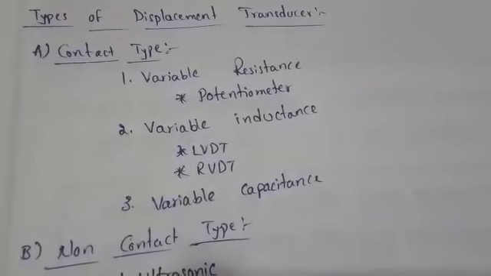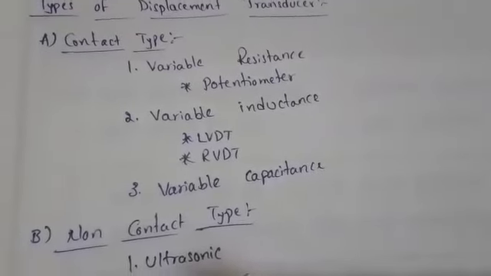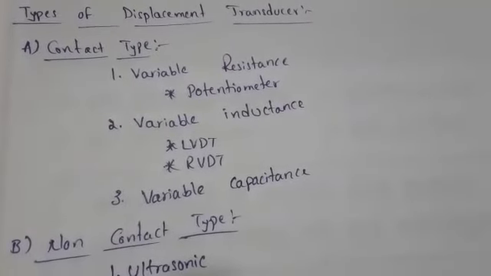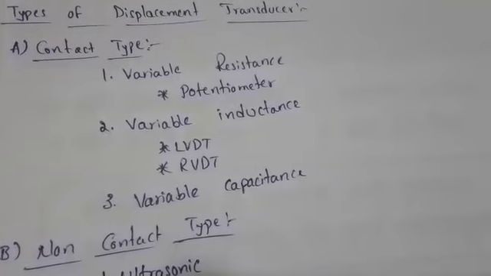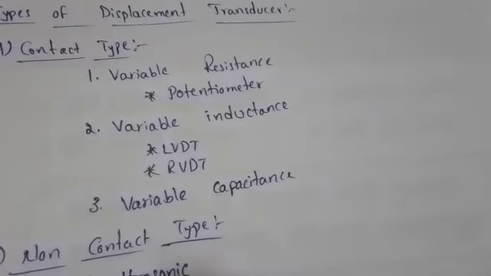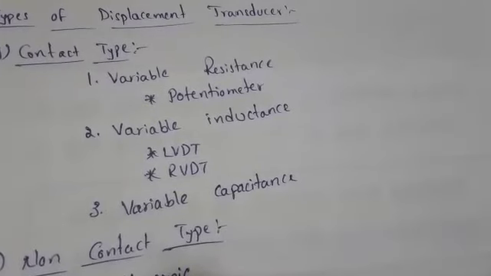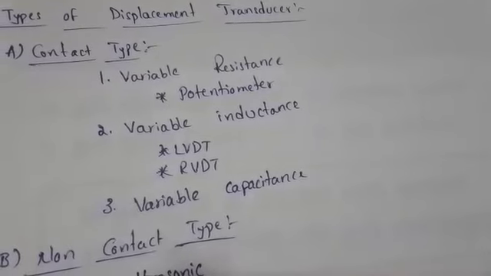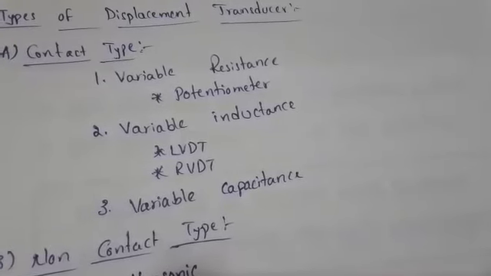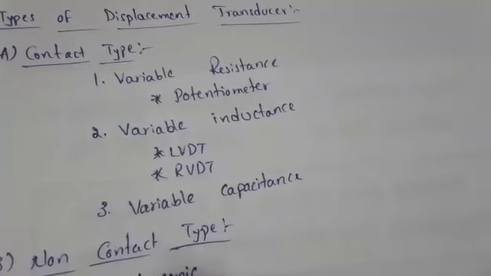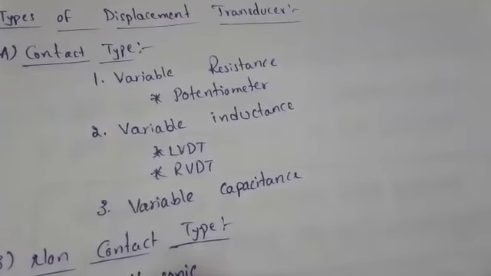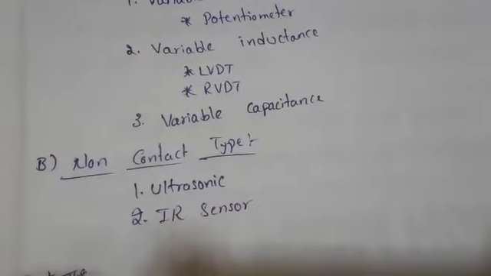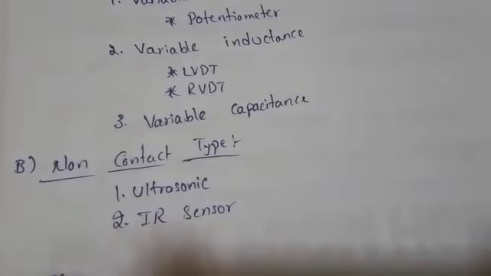Now coming to the types of displacement transducers, these are divided into two types: contact type and non-contact type. Contact type is divided again into three types: variable resistance, variable inductance, and variable capacitance. For variable resistance, the example is the potentiometer. Variable inductance is divided into LVDT, the linear variable differential transformer, and the rotary variable differential transformer. The last one is variable capacitance. Second, the non-contact type includes ultrasonic transducers and another one, the IR sensor.